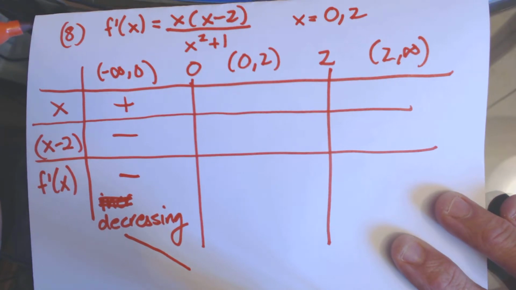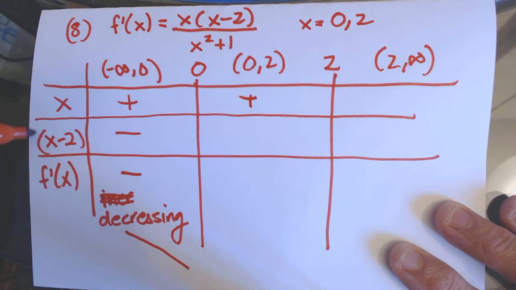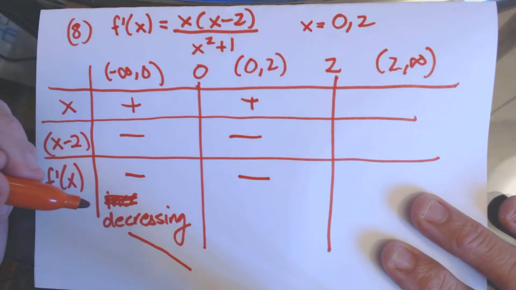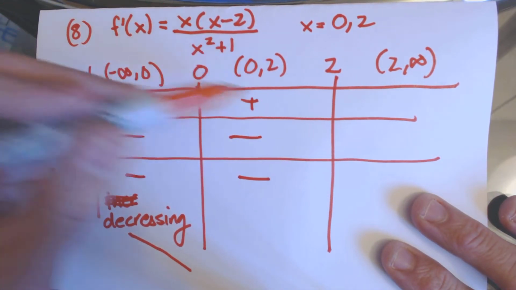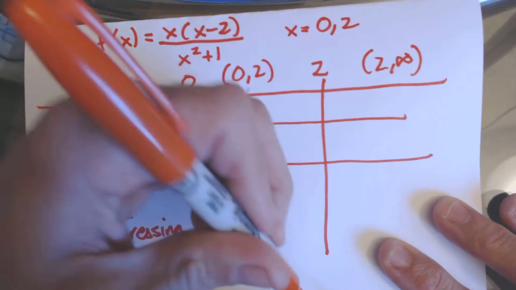All right, let's now look at this interval between 0 and 2. Let's throw in 1. If x equals 1, the derivative is positive. If x equals 1, 1 minus 2, the derivative is negative. So that means the derivative is negative in this interval between 0 and 2, and thus the function is still decreasing.